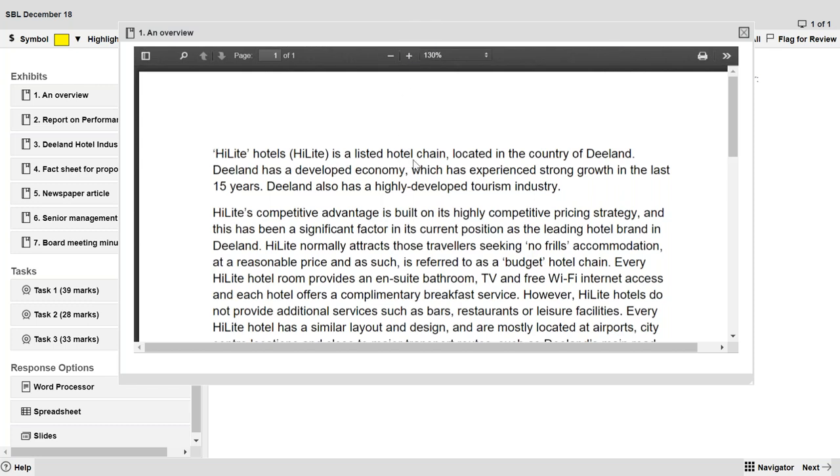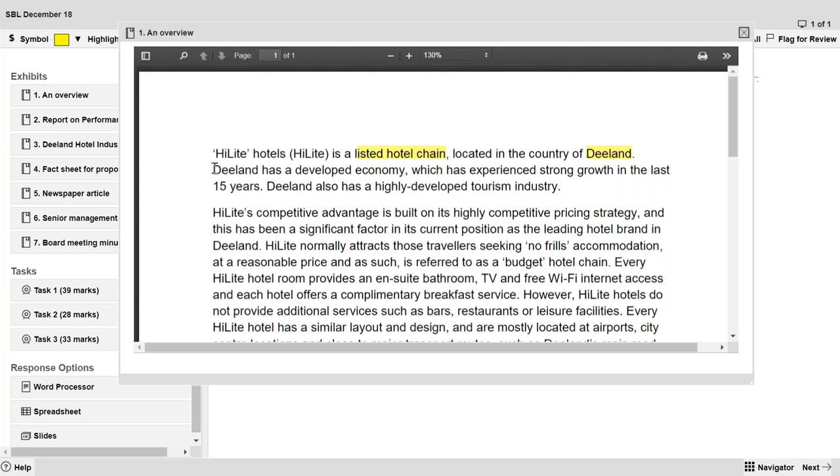So Highlight Hotel is a listed hotel chain located in the country of D-Land. So it's a listed company. Okay, you will remember this. And it is located in D-Land. So now listed is an important information because I will use it under acceptability. You remember? Acceptability, we need to talk about shareholders acceptance. So it depends on whether it's a family-owned business or a listed company. So in this case, it's a listed company.